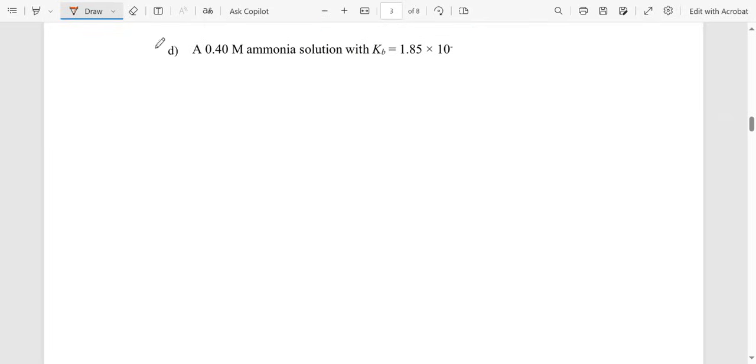D is saying 0.040 molar ammonia solution with Kb of 1.8. Now remember, we've been given ammonia. Ammonia is a base, NH3. So since it's a base, for you to use the Kb, you need to react it with an acid. In this case, what will be acting as the acid is going to be water. Water is going to act as a proton donor, because it's an acid, donating a proton to ammonia, so ammonia becomes ammonium. And then we have got hydroxide.